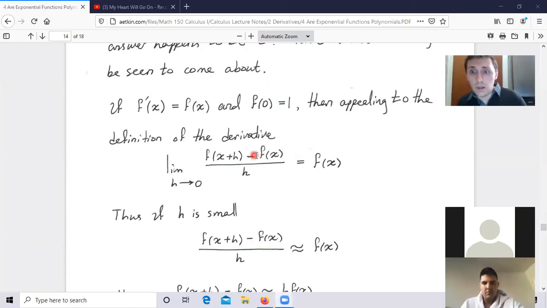Okay, so if I understand limits very well, I understand that if I push a limit, let's say as h goes to zero, that's very similar to just plugging in a number very close to zero. Good. And since I know that my function's derivative equals the function itself, then I have this approximation. This is the definition of the derivative without the limit, approximately equals f of x when h is extremely small.